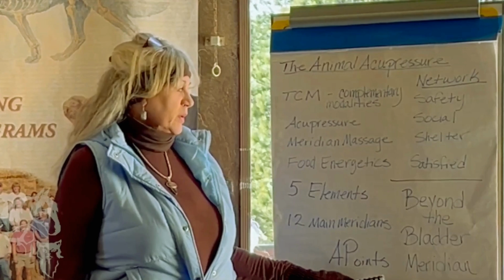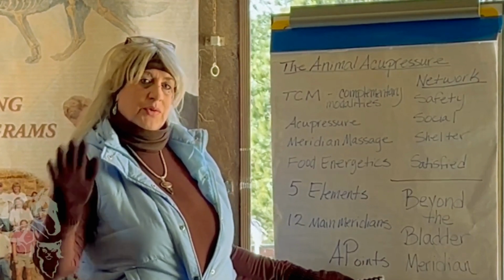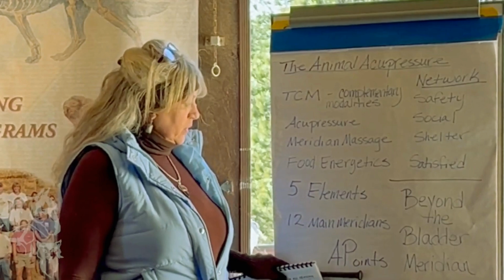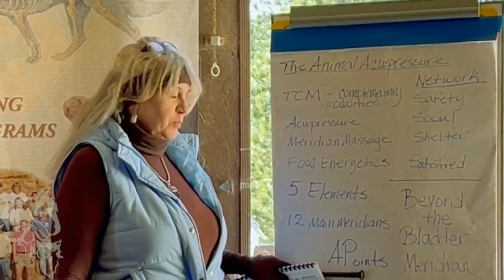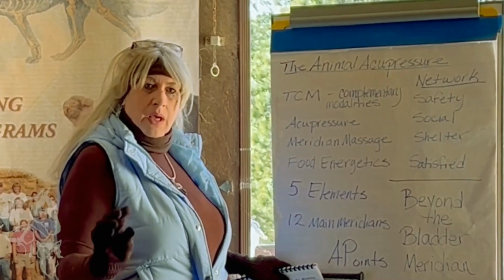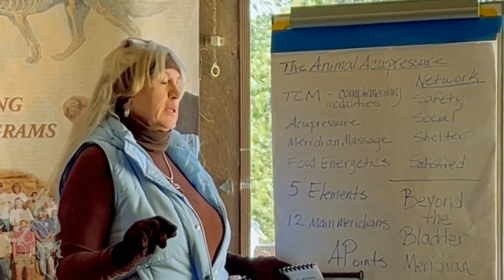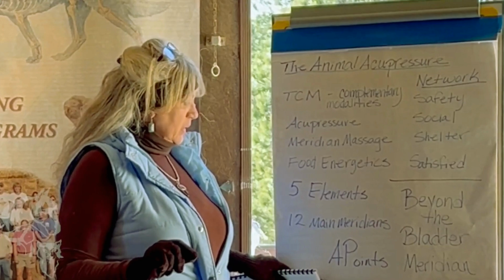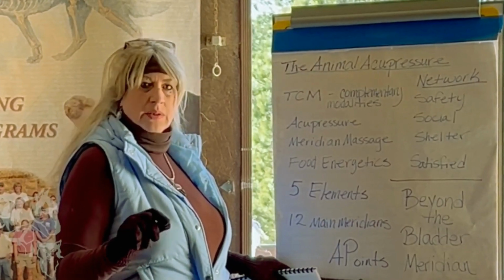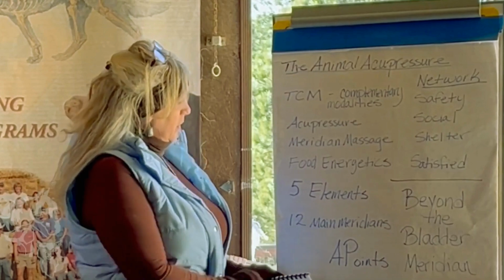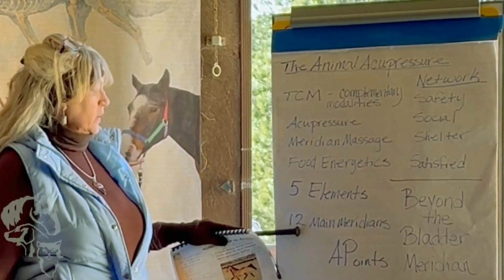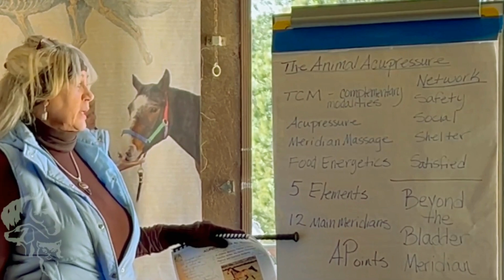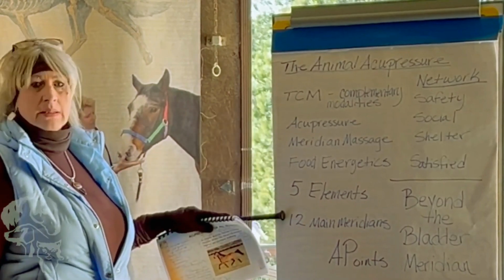Many of you are familiar with the Bladder Meridian if you're working on your animal's top line already. We're going to introduce you to a classification of points that we use as our beginning assessment process and our beginning work with the points, known as the association points or the AP points. The association points are attached to the 12 main meridians.